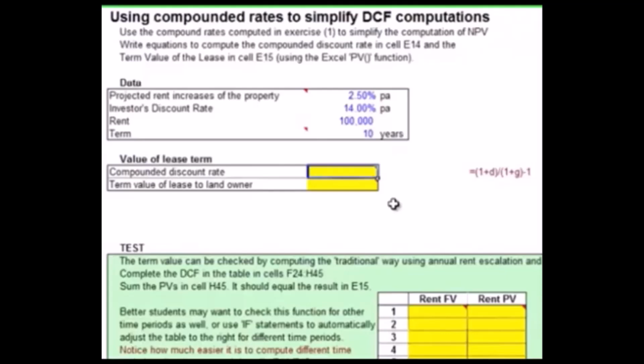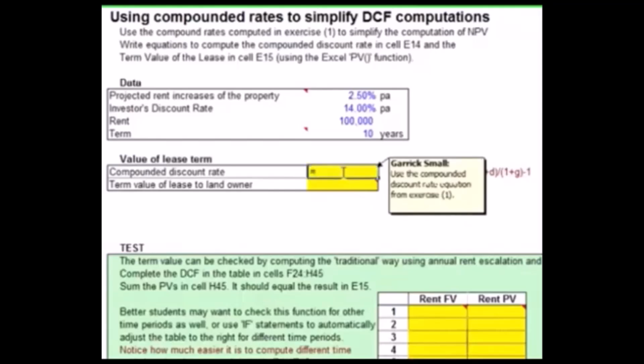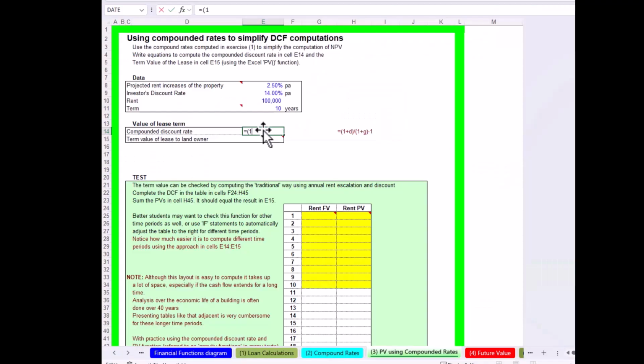This is an application of the compound discount rate found in the previous exercise. Let's put this together. Equals, open brackets. Now our equation is very simply 1 plus the discount rate, close brackets, divide, open brackets, 1 plus the growth factor, close brackets, subtract 1, equals 11.22%.